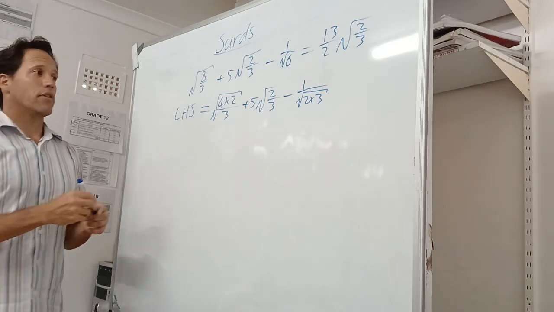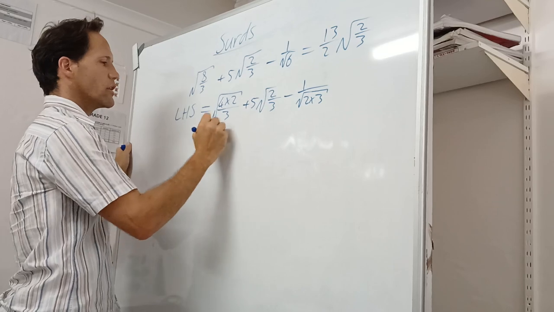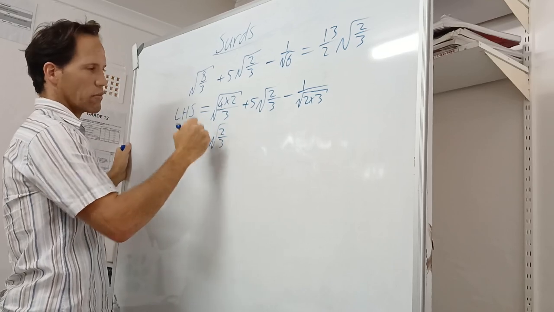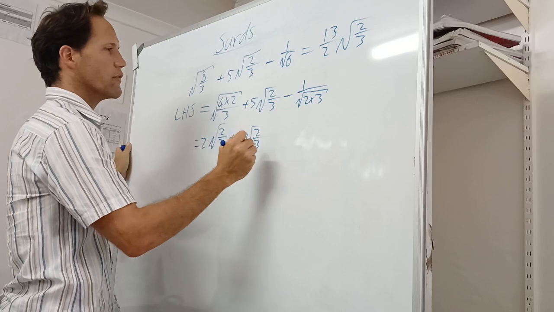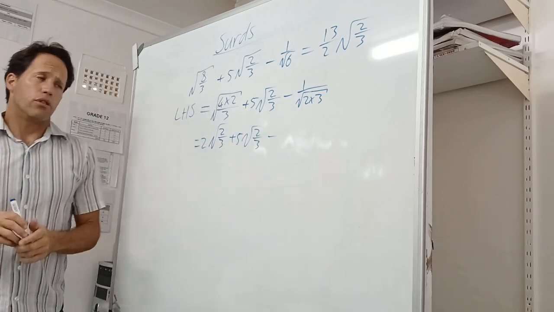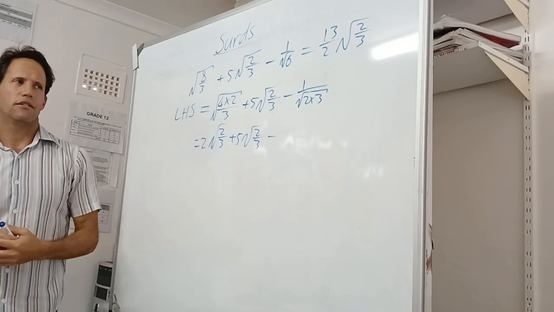Now the next step. Obviously now we can take the 4 out here. So we're going to have 2 square root of 2 over 3. So that one looks good. This one is going to be 5 square root of 2 over 3. Whew, now what about this one? 1 over square root of 2 times 3.